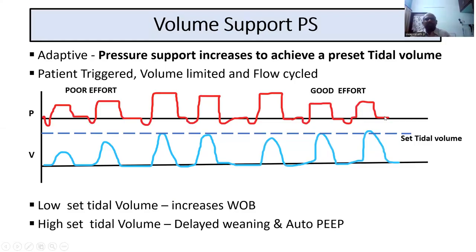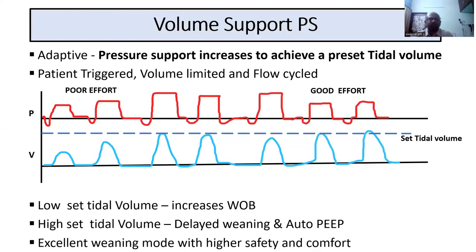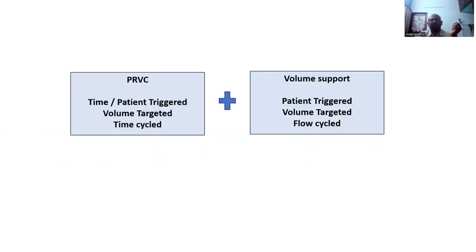The problem is, if you set a low tidal volume, and the patient might need 500 ml, he will start to fight with the ventilator and increase his work of breathing. Or if you set a higher tidal volume, it again delays weaning and produces auto PEEP. But in general, when a patient is recovering from general anesthesia, it's an excellent weaning mode because it has higher safety and comfort.